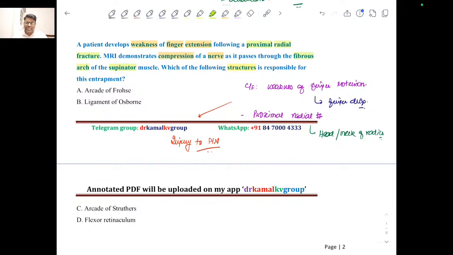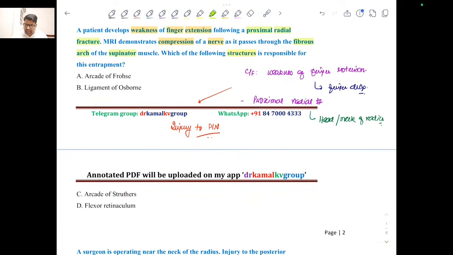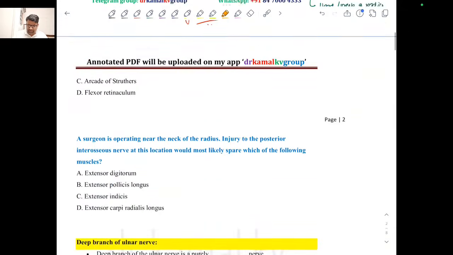Now the question is actually anatomically integrated, and the examiner is asking which structure is causing entrapment of the posterior interosseous nerve, and here the supinator muscle is also given. So this structure is actually the arcade of Frohse, right? So this is the arcade of Frohse. Please remember the arcade of Frohse for entrapment of the posterior interosseous nerve. This is slightly difficult.